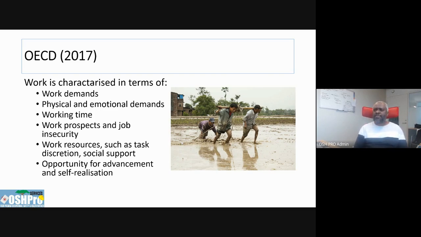So what about prospects and job insecurity? We've talked a little bit about this. Work resources, such as task discretion, social support, opportunity for advancement and self-realization. These are part of what characterize work, the work you do. And we've seen what the content of the work environment is.